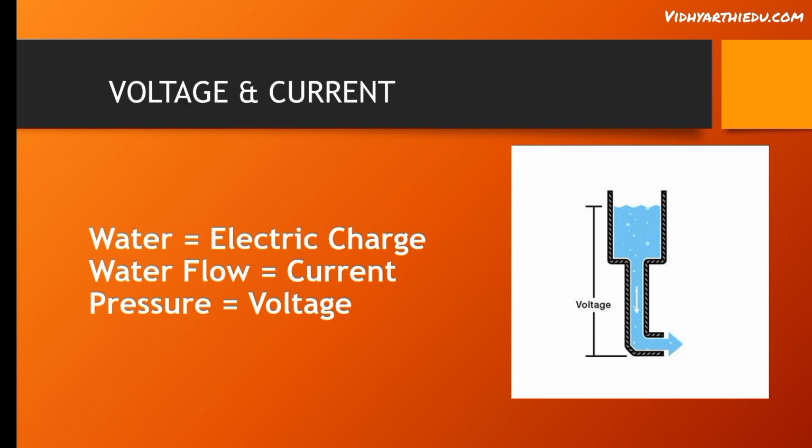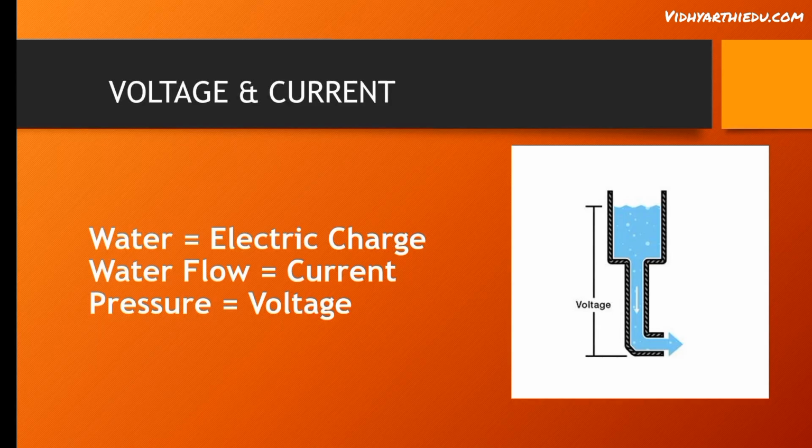This we can equate to the electric current through a conductor. Suppose the water is considered as the electric charge and the flow of water is the electric current, because the flow of electric charge is nothing but electric current. Here water flow is similar to the flow of electric current. Now here water pressure is nothing but the voltage.